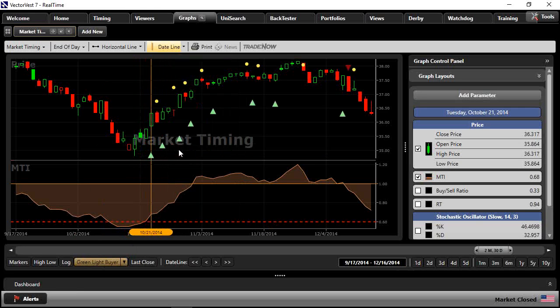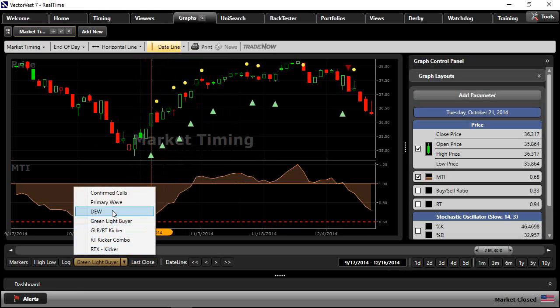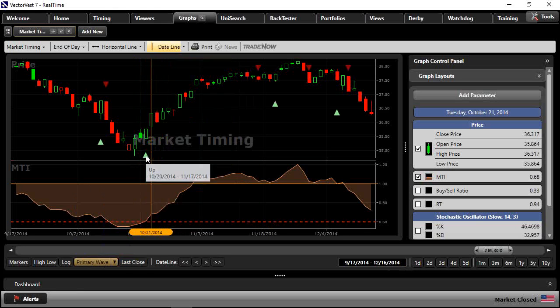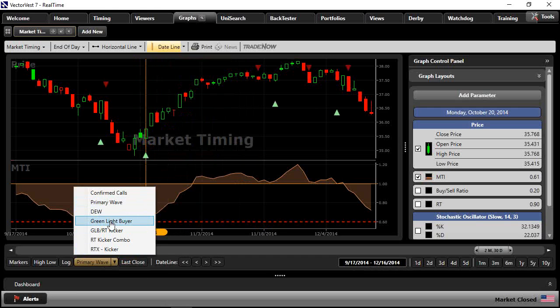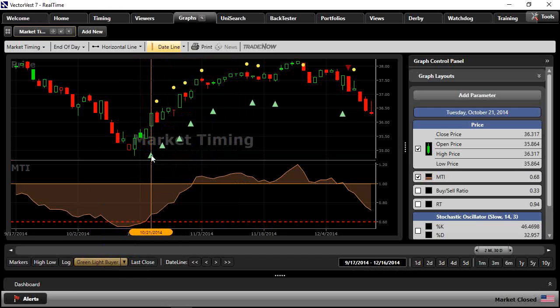Let me back up. The primary wave means that the market itself, the VectorVest composite, is now higher on a week over week basis. It's higher than it was 5 trading days ago. The green light means that the market is not only up on a week over week basis, but it's up on a day over day basis as well. This, folks, is what we call the blast off phase, or phase 1.